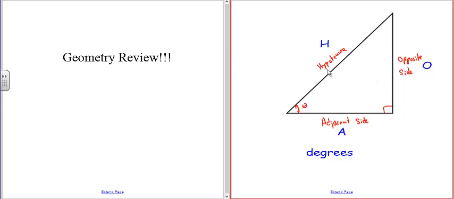And then we have this long side, the one that's not adjacent to the right angle, and also opposite the right angle. We call that the hypotenuse. And we use H to stand for hypotenuse, O to stand for opposite, A to stand for adjacent. And in this case, for right triangle trigonometry, we're going to talk about degrees instead of radians.